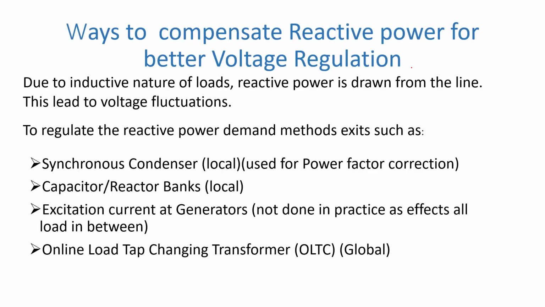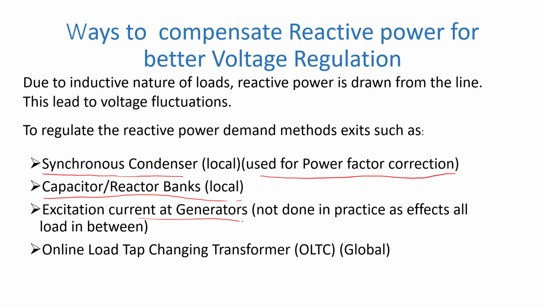Ways to compensate reactive power for better voltage regulation. Due to the inductive nature of loads, reactive power is drawn from the line. This leads to voltage fluctuations. To regulate the reactive power demand, methods exist such as the synchronous condenser, which is local and mainly used for power factor correction, and capacitor or reactor banks, which are also local.